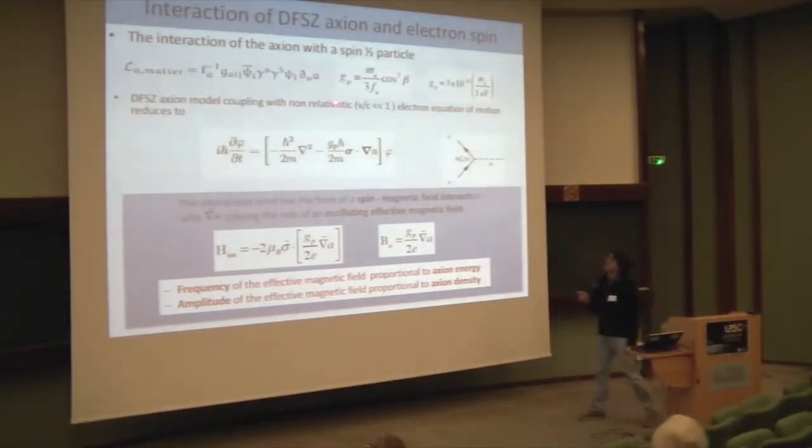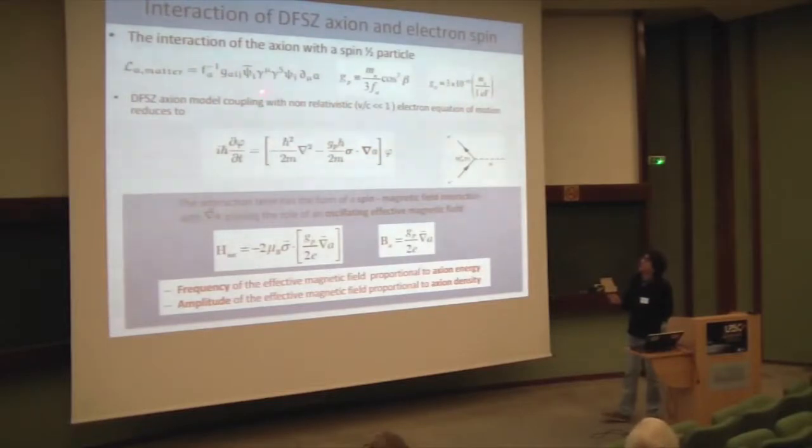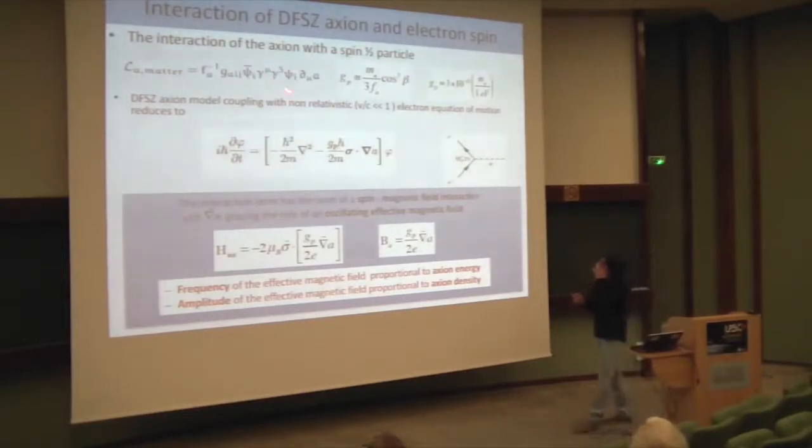For the DFSZ axion, you have an effective Lagrangian, where the coupling to the fermion is mediated through the gamma 5 Dirac matrices, and so you have a coupling constant which is related to the mass of the fermion and the axion decay constant. At the end, this turns out to be a dimensionless parameter, which is again very small for axion masses in the range that we are interested in.